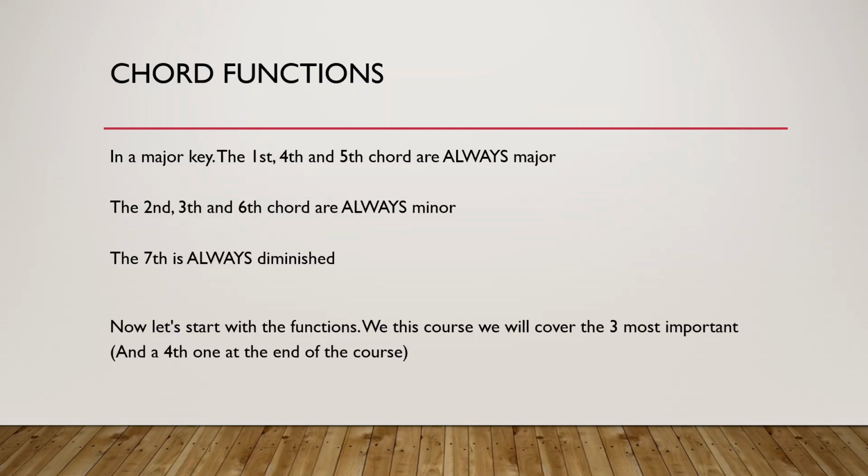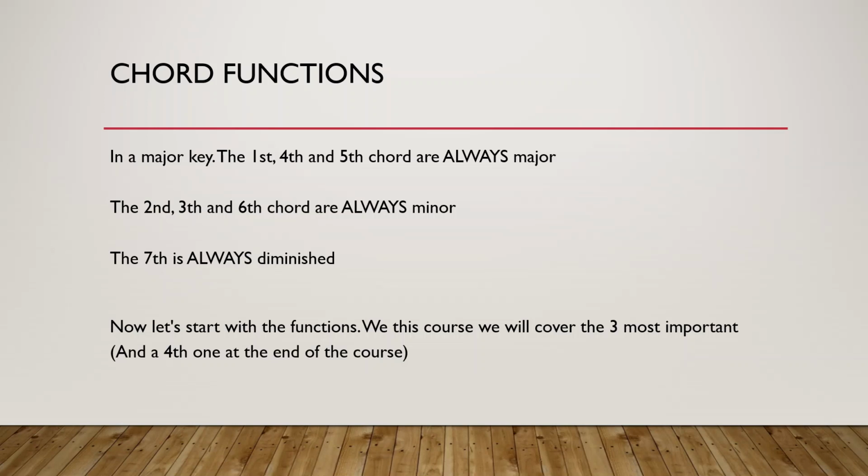So, first of all, it is important to remember the diatonic triads in a major key. Diatonic means in the key of. And in lesson 8, when we talked about Roman numeral analysis, I told you that 1, 4, 5 is always major, 2, 3 and 6 is always minor, and 7 is always diminished. And you have to remember this. It's really important.